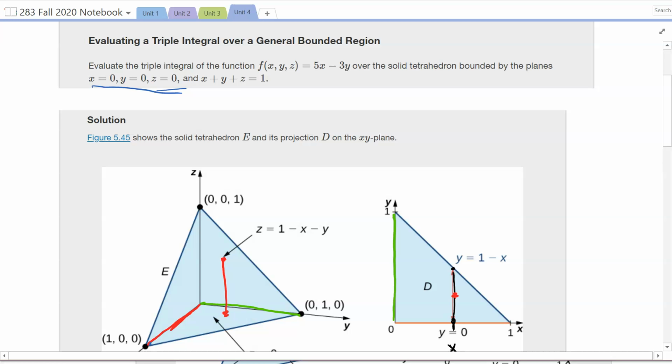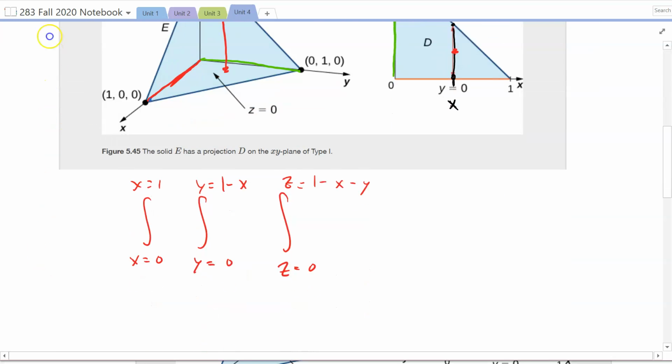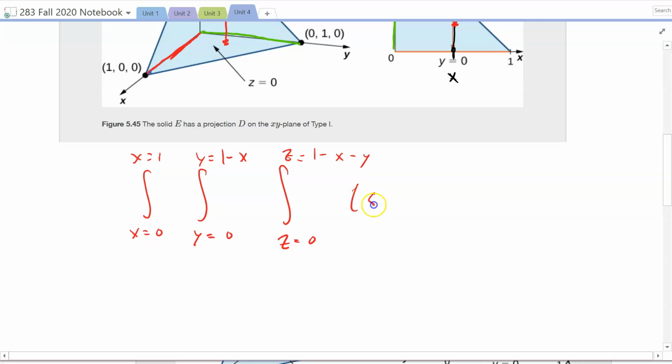And the function we had was 5x minus 3y. So we would be integrating 5x minus 3y, and this problem is a dz dy dx integral. Then you can look at the rest of the solution as far as how to work that out.